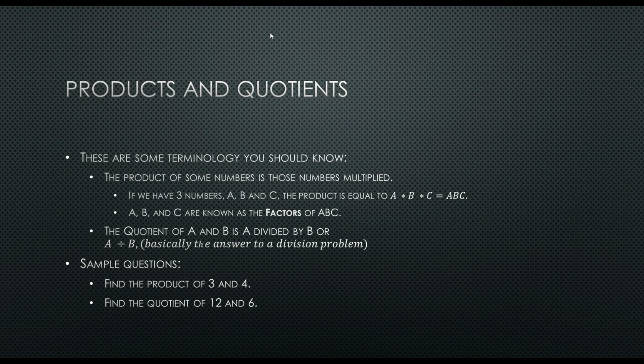The quotient of a and b is equal to a divided by b, or simply the answer to a division problem. So some sample questions: find the product of 3 and 4. Since the product of the numbers is equal to those numbers multiplied, the product of 3 and 4 is just 12. And the quotient of 12 and 6 is equal to 12 divided by 6, which is just 2.